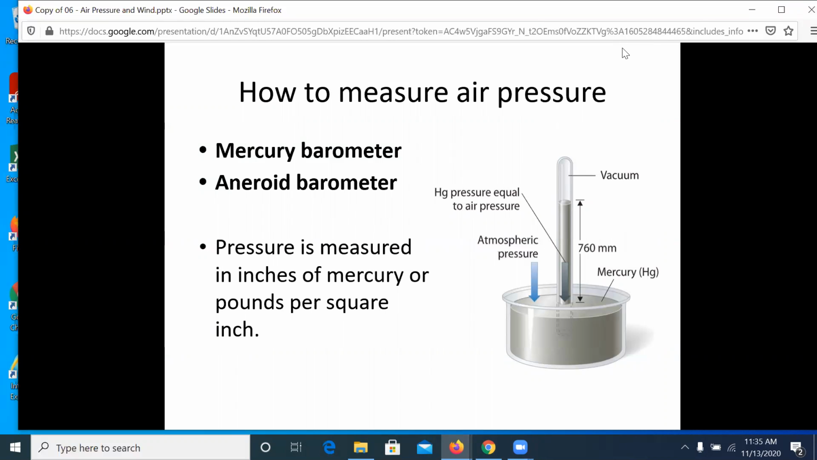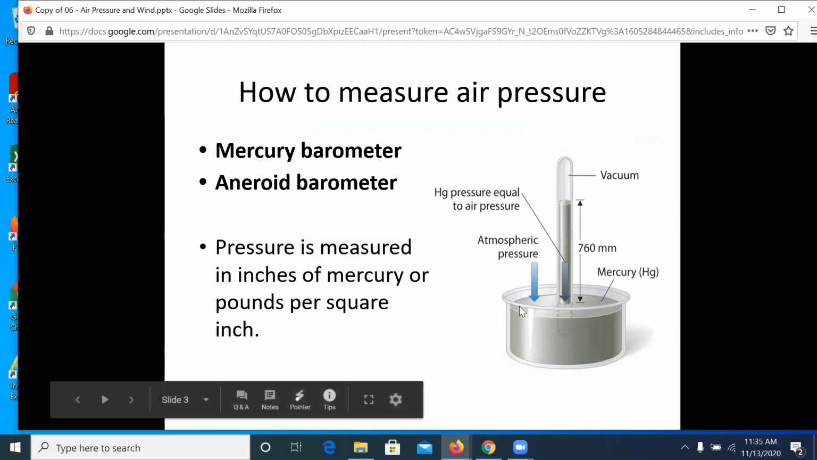Here's how we measure air pressure. We can use a mercury barometer or an aneroid barometer. This right here is an example of a mercury barometer. Here's how it works. We've got our container that is full of mercury, and it's got a tube on the inside that has created a vacuum right here.